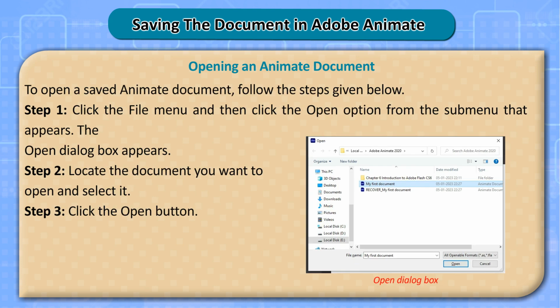Opening an Animate document. To open a saved Animate document, follow the steps given below. Step 1. Click the File menu and then click the Open option from the sub-menu that appears. Open dialog box appears. Step 2. Locate the document you want to open and select it. Step 3. Click the Open button. Open dialog box.